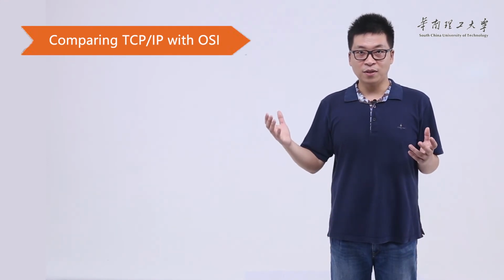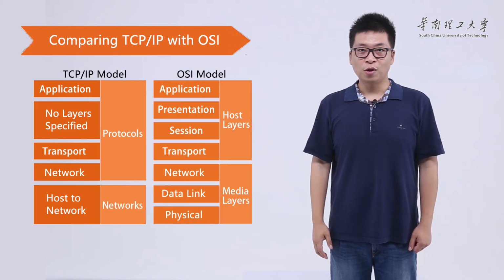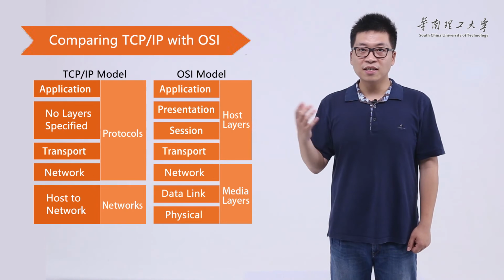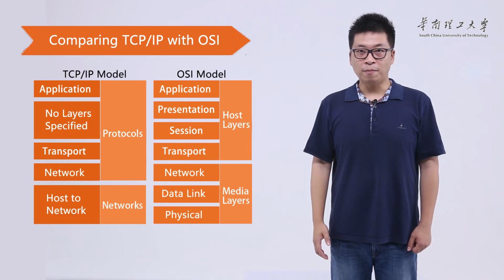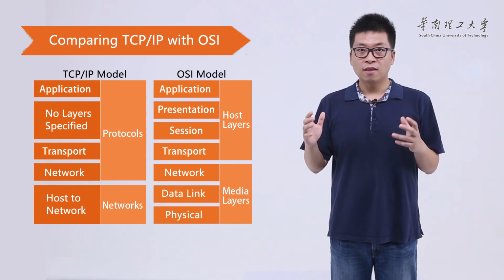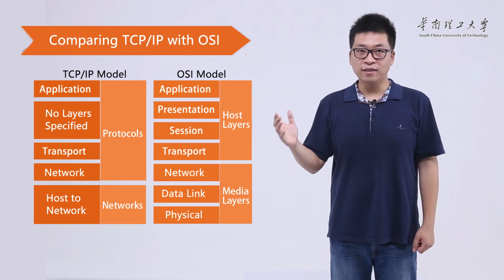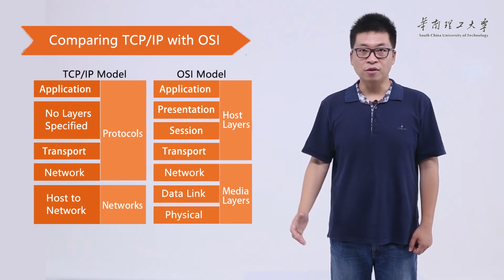To compare the TCP/IP model with the OSI model, we have the following 2 diagrams. We can find out that the TCP/IP model is much simpler than the OSI model. The TCP/IP model focuses much more on protocol issues. Therefore, there is no corresponding layer in the TCP/IP model for the data link layer and the physical layer. To simplify this model, the TCP/IP model uses a single application layer to cover the application layer, presentation layer, and the session layer in the OSI model.